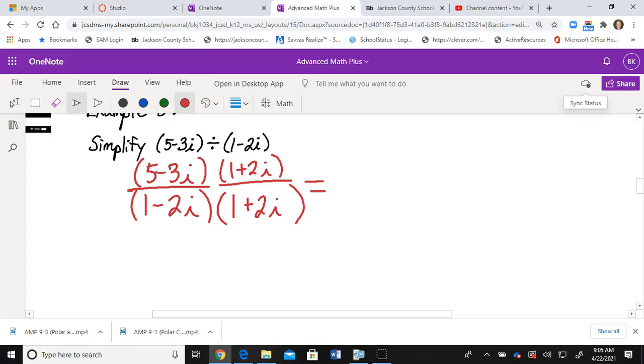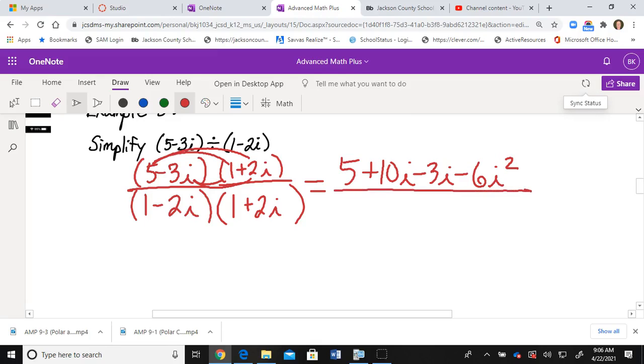So, on top, we're going to distribute just like we did a minute ago. 5 times 1 is 5. 5 times 2i is 10i. Negative 3i times 1 is negative 3i. And negative 3i times 2i is negative 6i squared.